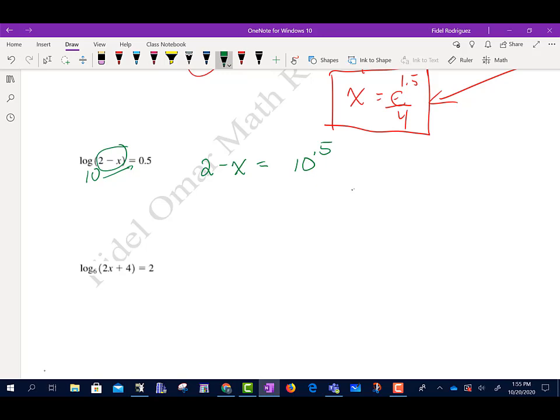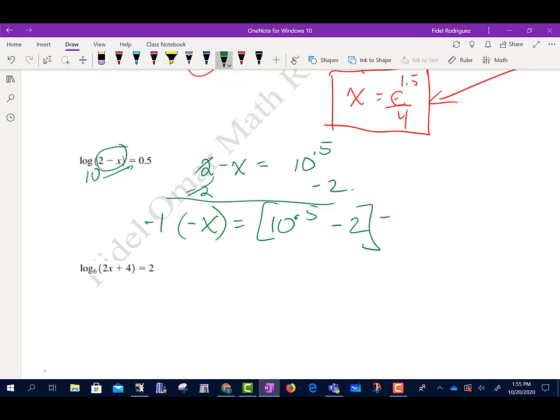Okay? So now, what do we need to do? We need to solve for x. So first thing we're going to do, minus 2 minus 2. Okay? So negative x equals 10 to the power of 0.5 minus 2. And then, because I have this negative 1 here, let's just multiply everything by negative 1. Those are going to cancel. So if I multiply it, negative 1 times negative 2 is a positive 2. Negative 1 times that is a negative 10 to the power of 0.5.